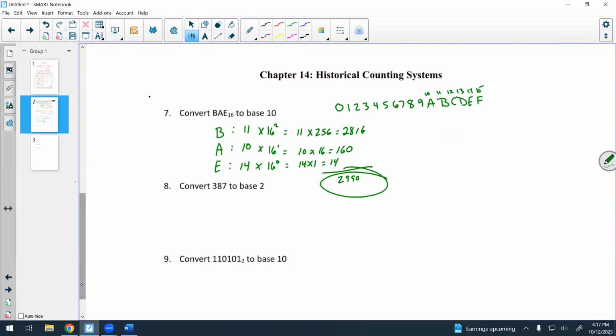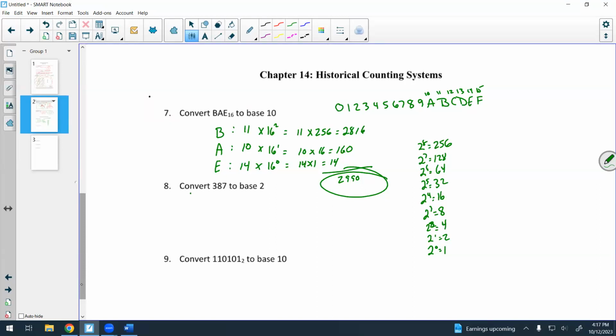Okay, so now we're going to convert 387 to base 2. 2 to the 0 is 1, 2 to the first is 2, 2 to the second is 4, 2 to the third is 8, 2 to the fourth is 16, 2 to the fifth is 32, 2 to the sixth is 64, 2 to the seventh is 128, and 2 to the eighth is 256. And I don't need 2 to the ninth.